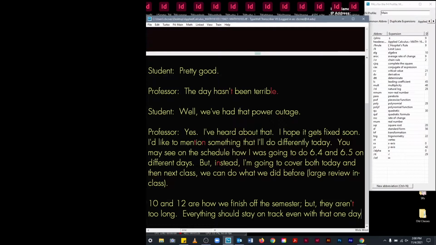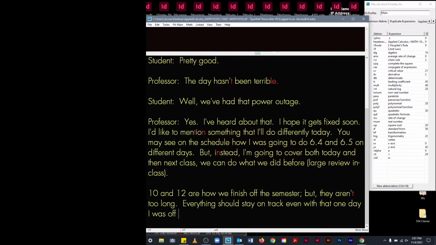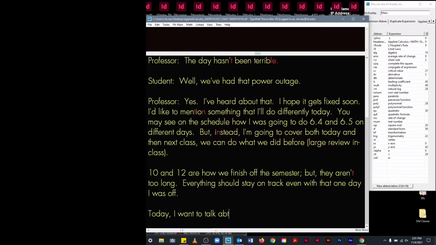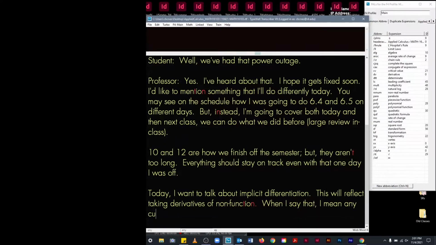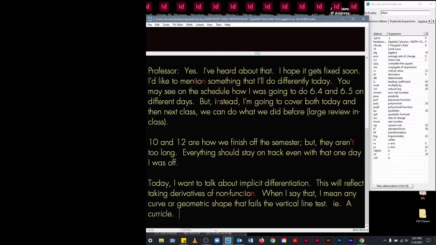So today what I want to do is talk about something called implicit differentiation. Specifically, this is going to reflect taking derivatives of non-functions. Now, when I mean a non-function, I'm talking about any curve, geometric shape, or such that fails that vertical line test, right? A circle is a good choice. Imagine that's a circle. I think we all agree that a circle is not a function. It does not satisfy any of those vertical line tests. It botches pretty much everything.